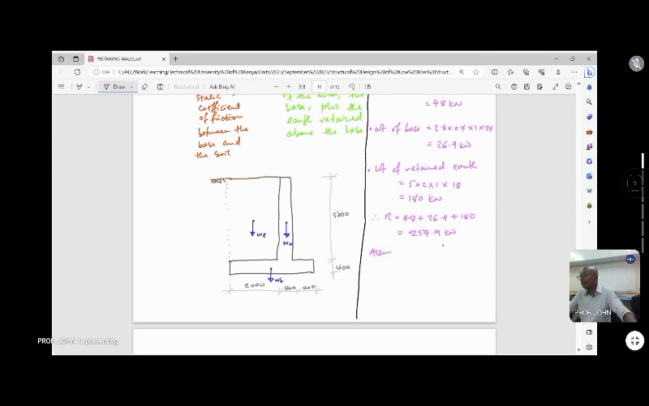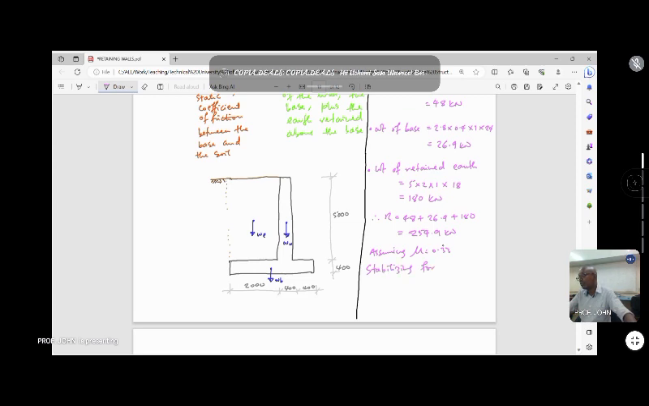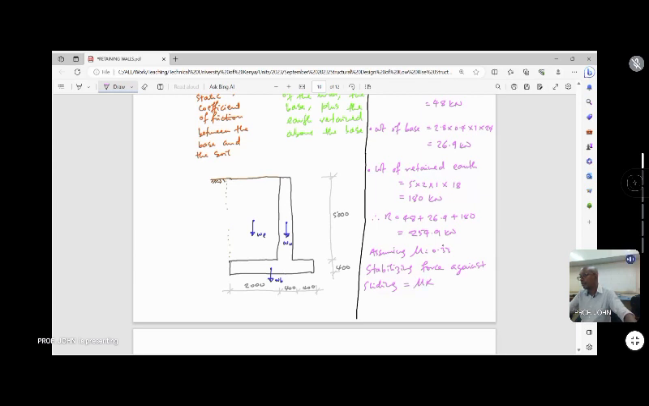Assuming mu is 0.33, the stabilizing force against sliding will be mu R, which is 0.33 times 254.9, which is 84.81 kilonewtons.